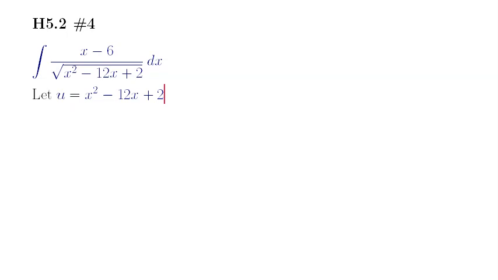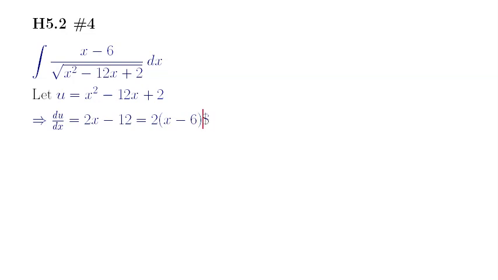As usual, we're going to have to take the derivative. So du over dx is equal to the derivative of x squared, which is 2x, and the derivative of negative 12x is negative 12, and the derivative of 2 is 0. But the 2 and 12 are both even numbers, so we can pull out 2 and write it as 2 times quantity x minus 6.